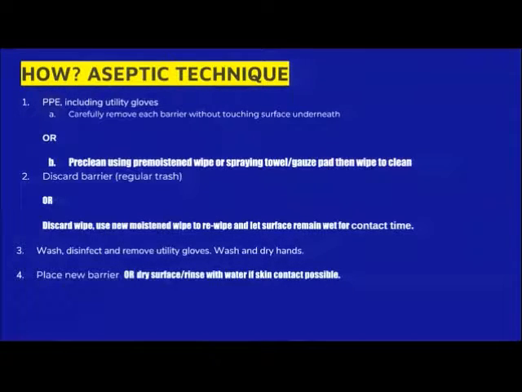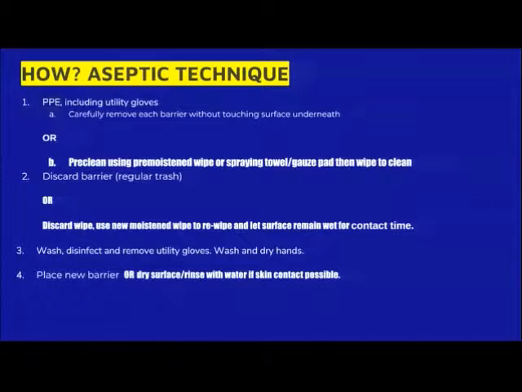Okay, so the how, I think, is probably the more important. Whenever you are disinfecting an operatory, you are going to have your mask, glove, and glasses, and utility gloves on. With the utility gloves, which tend to feel like big moon gloves, you're going to remove each barrier without touching the surface underneath, or you're going to pre-clean the surface using a wet wipe or by spraying a towel and then wiping on the surface.